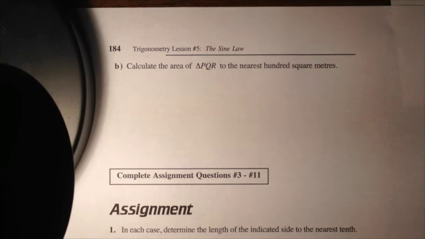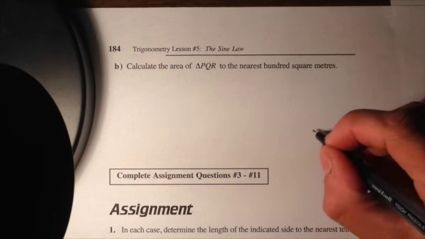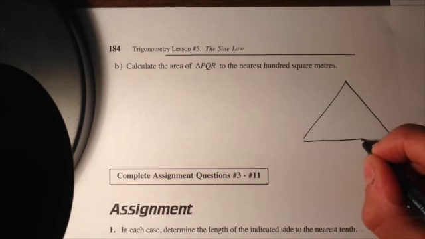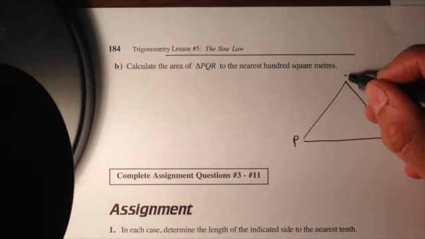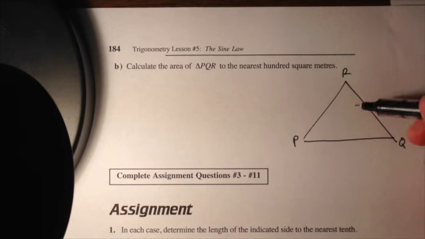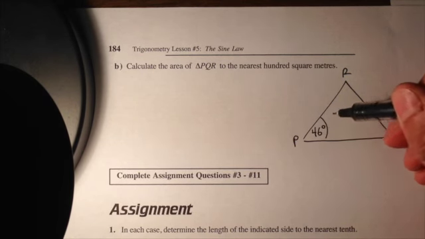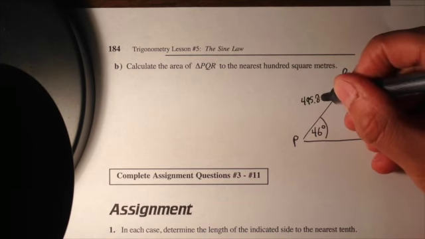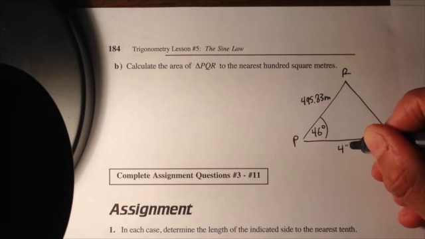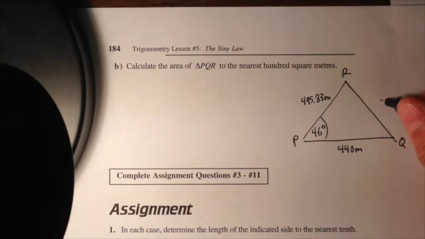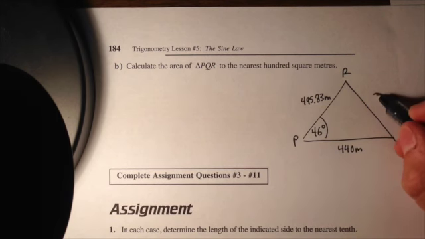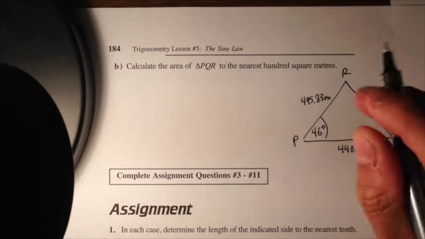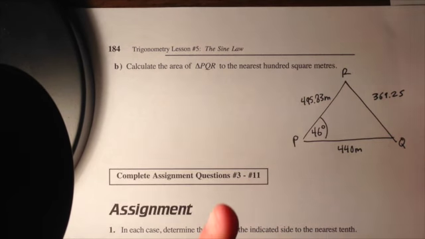But anyways, for this question, I need to calculate the area of triangle PQR to the nearest 100 square meters. So let's remember what that triangle looked like. We had P, we had R and Q down here, and this was 46 degrees, and then we had this side, which was 495.83 meters, and then we had 440 meters, and then this one was 369.25. But I'm not even going to fill in the rest of the triangle because we don't actually need all the information.